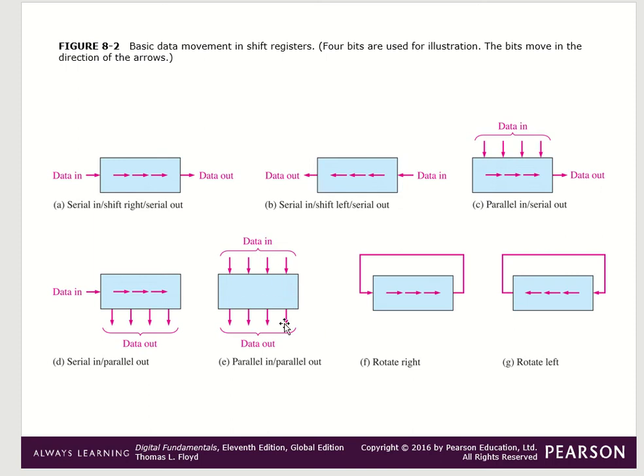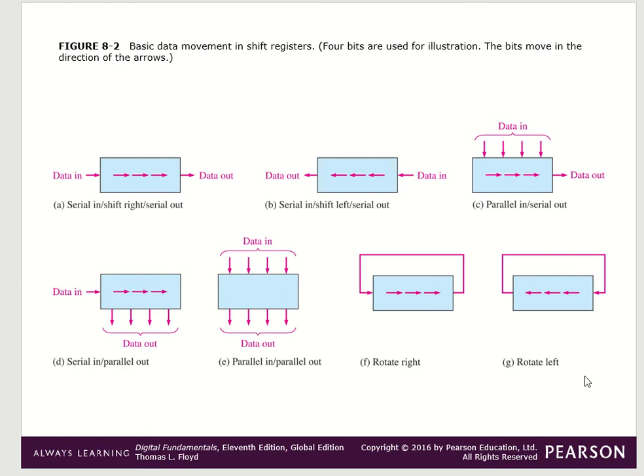Finally, both are parallel. Entering parallel and leaving also parallel. So this should be very fast because entering is also very fast. Entering and leaving simultaneously. So this could be the fast shift register.